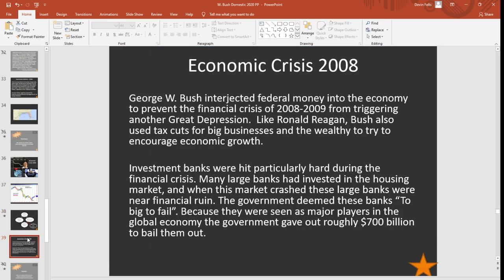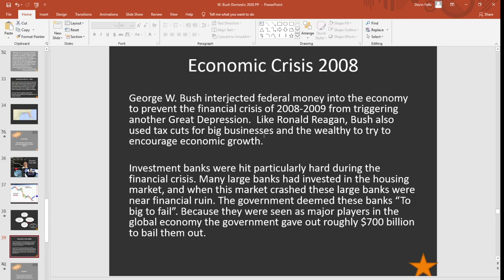So let's see what the federal government does. George W. Bush decided to interject federal money into the economy to prevent the financial crisis of 2008 and 2009 from triggering another Great Depression. So even though the banks made poor investments and they were responsible for the crash in the housing market, the federal government decided to go ahead and bail out these big banks. So they gave the big banks almost $700 billion to bail them out. And the reason they did this is because the U.S. was afraid that it might enter another Great Depression.